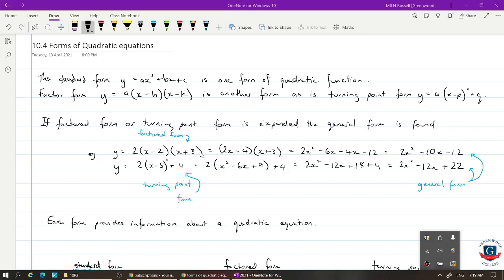Here's the factored form here. I multiplied out the 2, which gave us this. Then I multiplied this out, which gave me this. Then I simplified it, which gave me the general form or the standard form. Let's repeat this back to standard form.